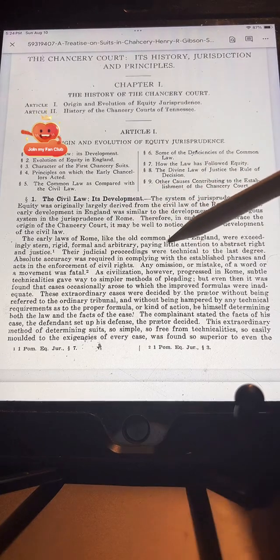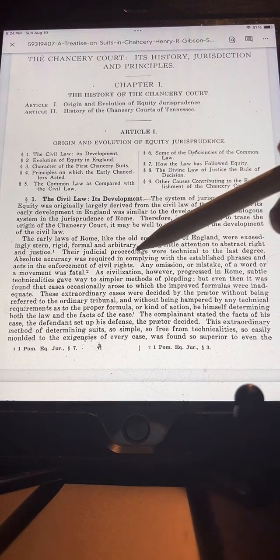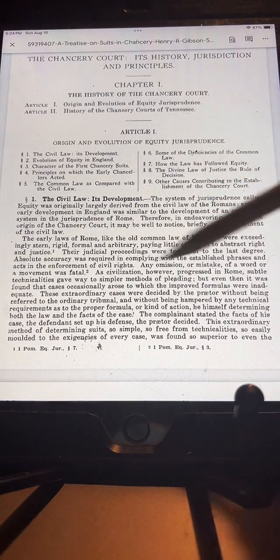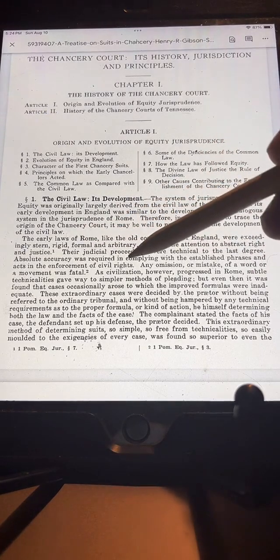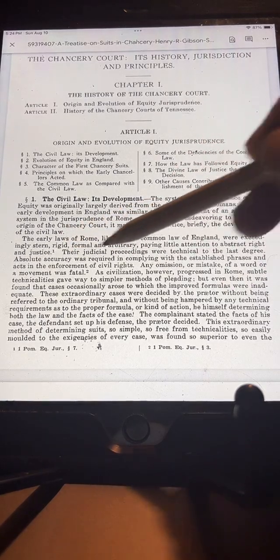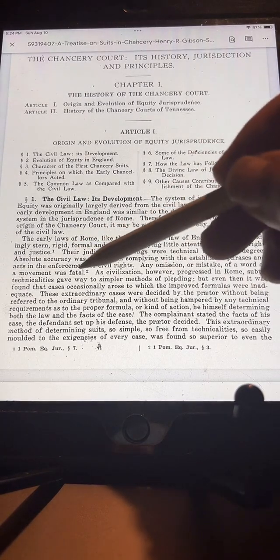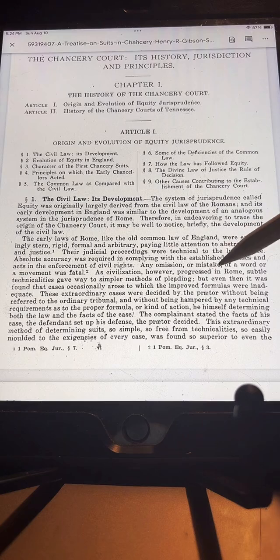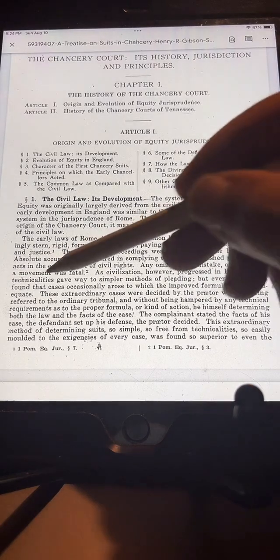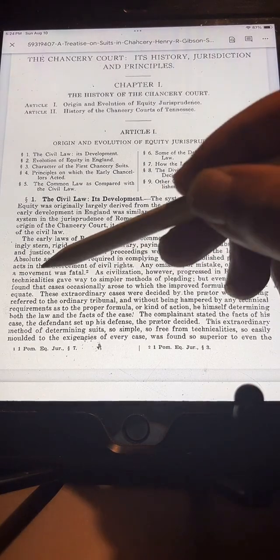Their judicial proceedings were technical to the last degree. Absolute accuracy was required in complying with the established phrases and the acts of the enforcement of the civil rights. Any omission or mistake of word or movement was fatal. As civilization, however, progressed in Rome, subtle technicalities gave way to simpler methods of pleading. But even then, it was found that cases occasionally arose to which the improved formulas were inadequate.